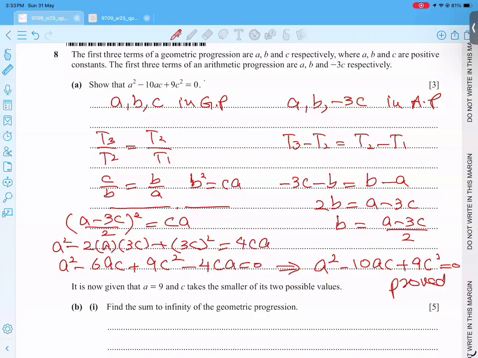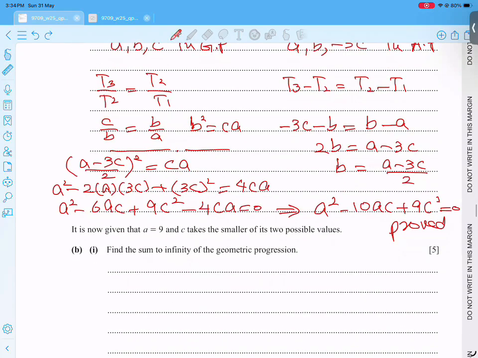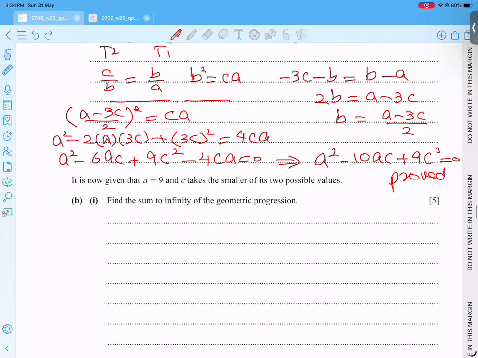It is now given that the a value is 9 and c takes the smaller of two possible values. Find the sum to infinity of the geometric progression. So students, what is the technique? First of all, I will replace 9 in each a. So 9 squared, and 9 tens are 90c, plus 9c squared is equal to 0, divided by 9.